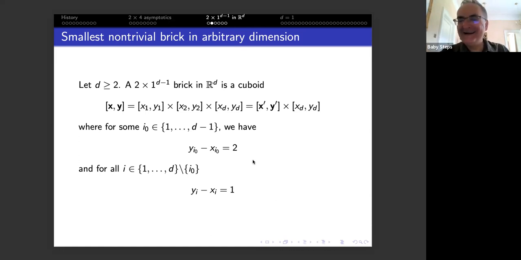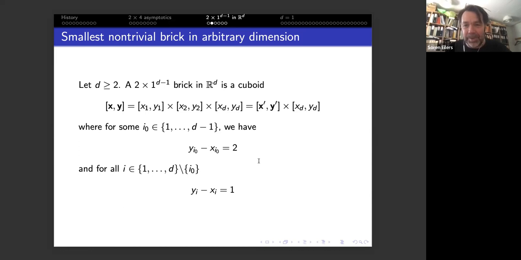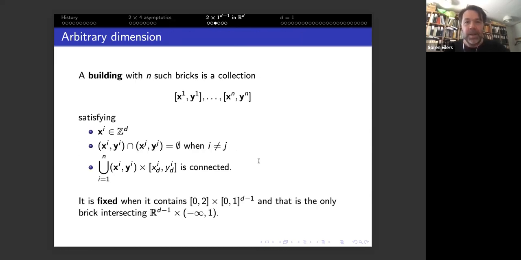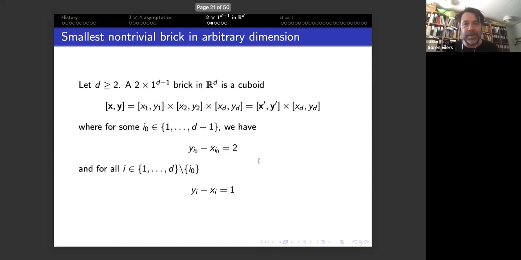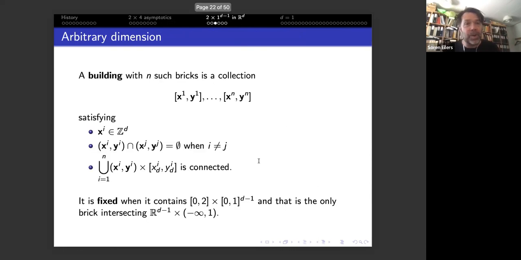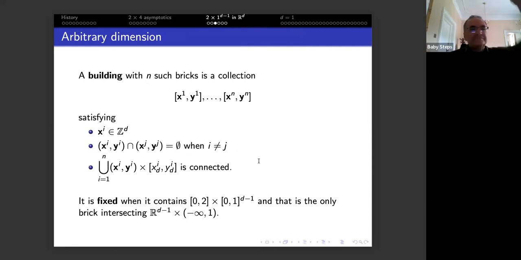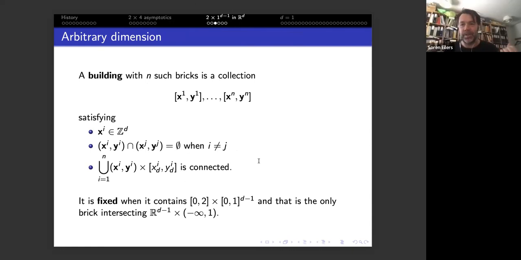But I haven't told you how you build these together, so I need to show you this. This was just a definition of a brick, and then what is a building? Well, the first rule for buildings is that, just like when we build with ordinary Lego, we fix the corners at integer positions. I'm not moving them back and forth. This means that all the entries are integers.